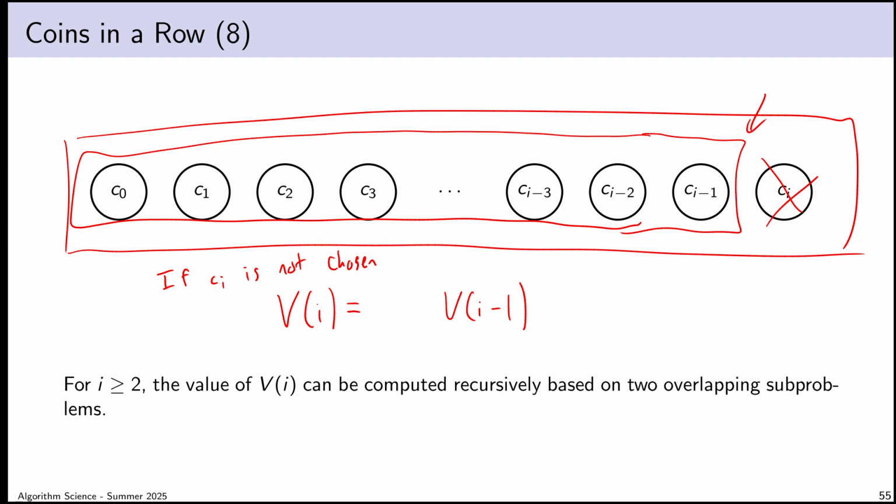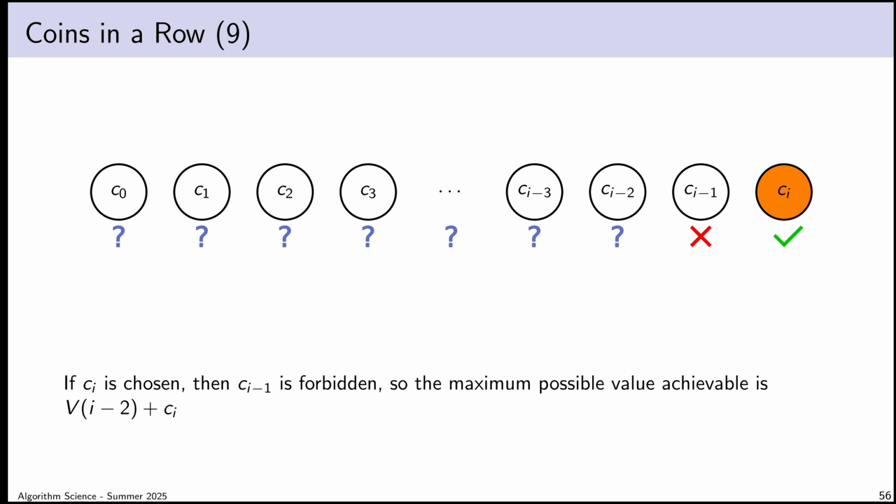The idea basically is that if I look only at Ci, if I pivot based on that, either Ci is in or Ci is out. They're just two cases. I just have to work out the recursive decomposition for both cases. Okay, I'll let the slides catch up. So if Ci is chosen, then Ci minus 1 cannot be chosen, so the maximum possible value is V of i minus 2 plus Ci.